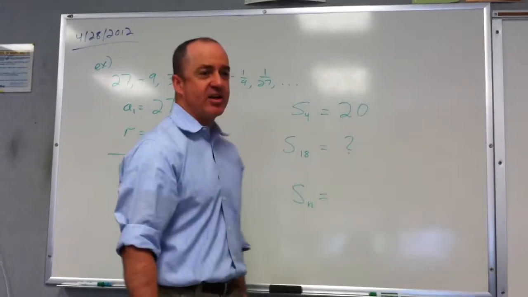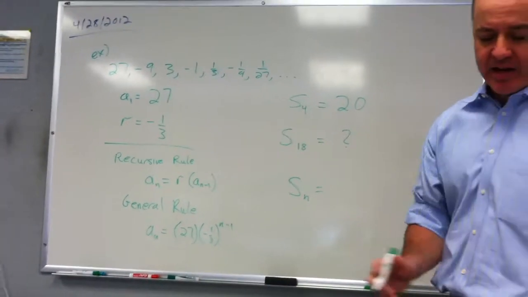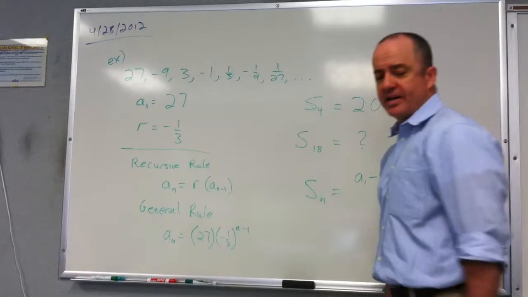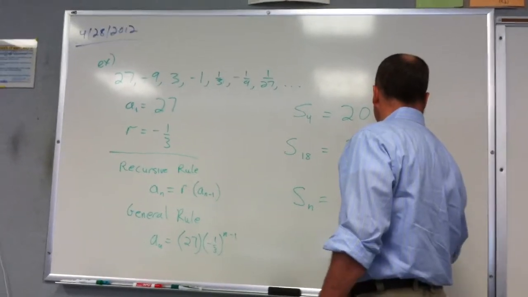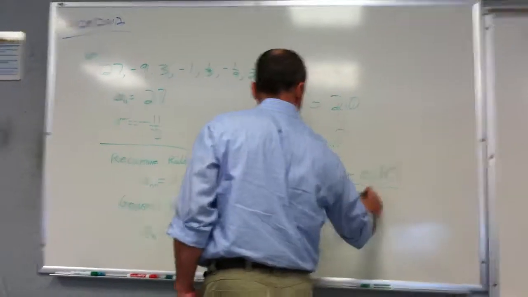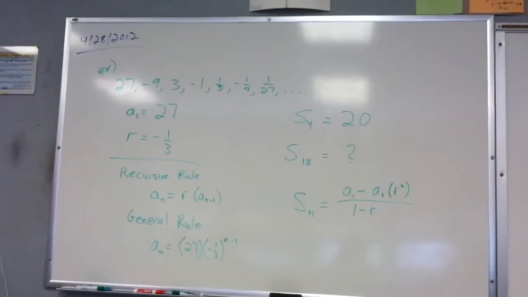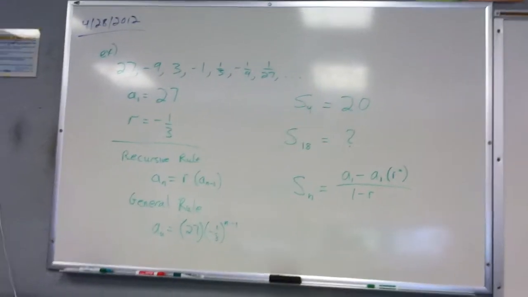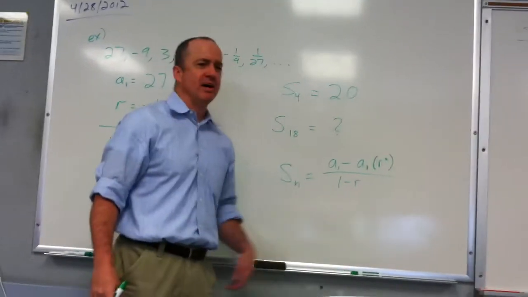But the sum of the first n terms for a geometric sequence, series they call it here now, is your first term minus your first term times r to the nth over 1 minus r. Your first term minus your first term times your common ratio raised to the power of the number of terms you're talking about, over 1 minus your common ratio.